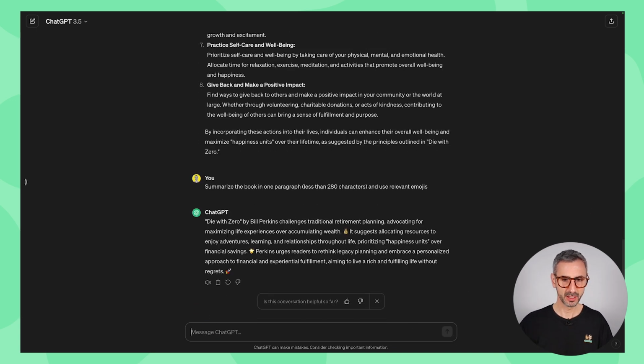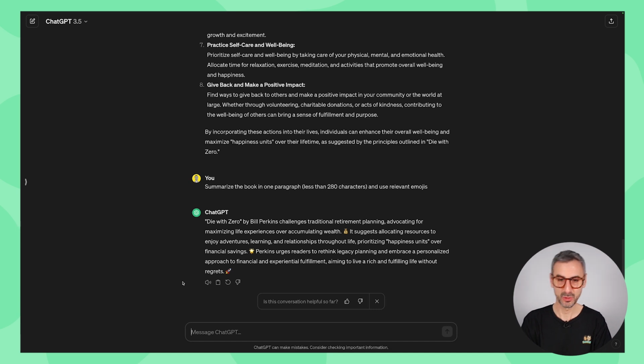So let's try again. So here it is, my summary in only one paragraph. Die with Zero by Bill Perkins challenges traditional retirement planning, advocating for maximizing life experiences over accumulating wealth. Money bag emoji. It suggests allocating resources to enjoy adventures, learning, and relationships throughout life, prioritizing happiness units over financial savings. Star emoji. Perkins urges readers to rethink legacy planning and embrace a personalized approach to financial and experiential fulfillment, aiming to live a rich and fulfilling life without regrets.